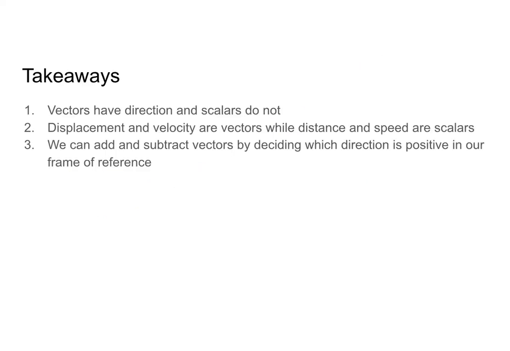And now that we've finished our definitions and examples, that brings us to some takeaways. So the first key takeaway is that vectors have direction and scalars do not. Second, displacement and velocity are vectors, while distance and speed are scalars. Finally, we can add and subtract vectors by deciding which direction is positive in our frame of reference.